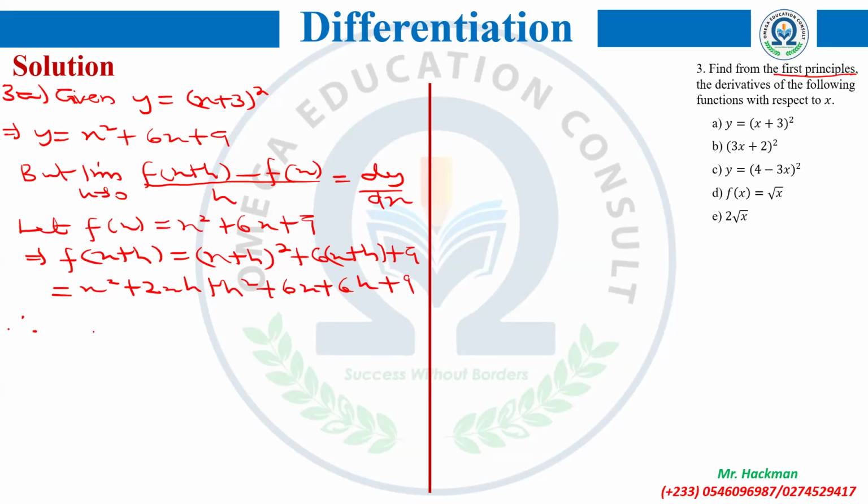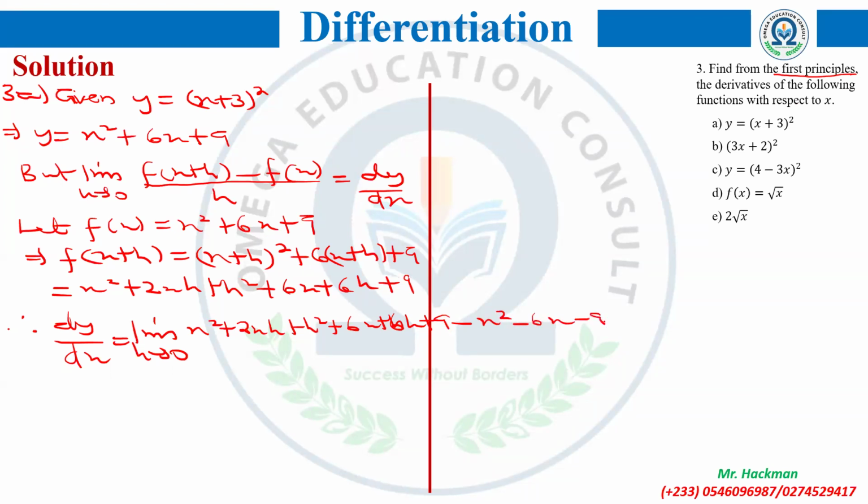It's the same. So now I will come and write my dy dx is equal to, then I go and substitute. So I'll get my limit as h approaches 0 of f of x plus h, which is the whole of this lengthy stuff. So x squared plus 2xh plus h squared plus 6x plus 6h plus 9, then minus all the terms here. So it will be minus x squared minus 6x minus 9 all over h.